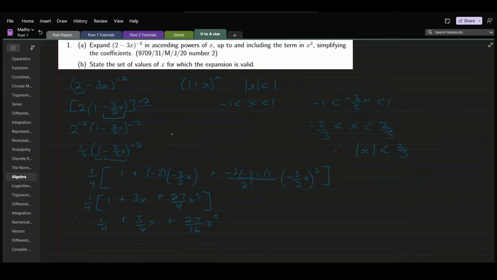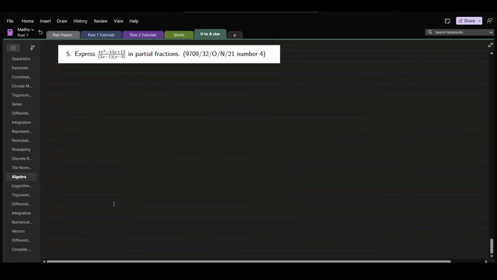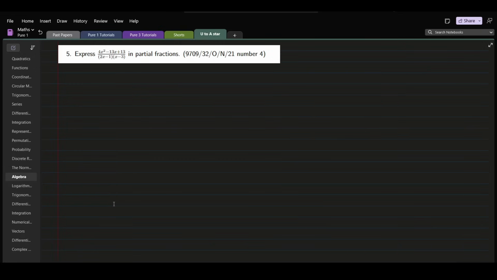Express 4x squared minus 13x plus 13 over 2x minus 1 times x minus 3 in partial fractions. Okay, so the first step when dealing with partial fractions is to determine whether our fraction is an improper fraction or a proper fraction. And to do that, we're going to compare the highest powers in both the numerator and the denominator. Now, in our numerator, we can clearly see that our highest power is 2. And then in our denominator, if we were to expand, you notice that we have a quadratic. So that would mean the highest power is also 2. So since the highest powers are equal, we have an improper fraction.